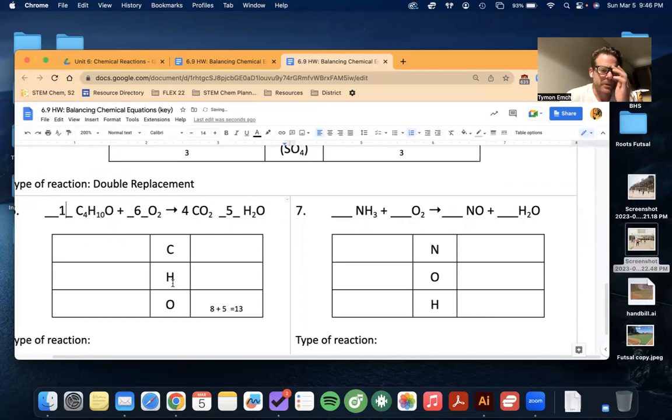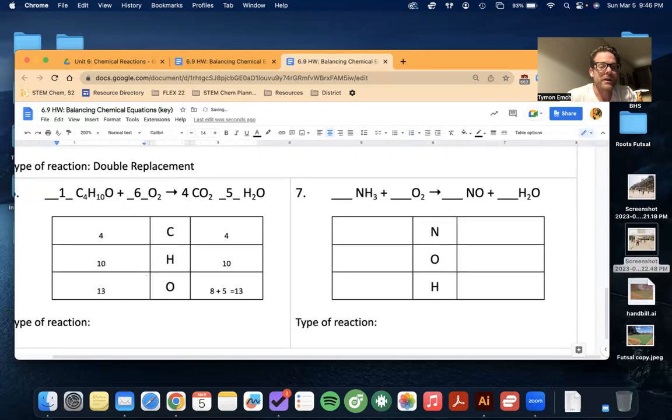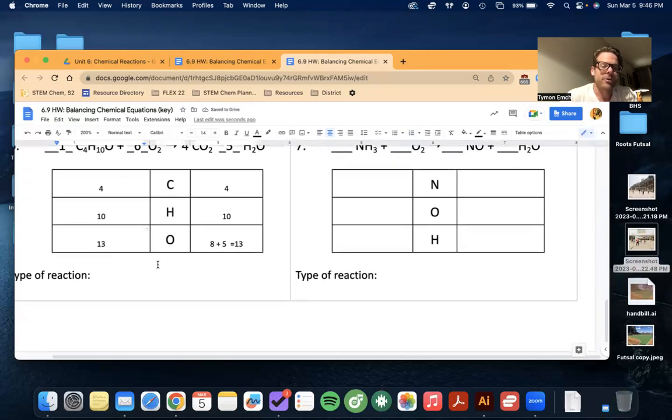Let's kind of double check to make sure I did all right. So I have 1 times 4 is 4 carbons. 4 times 1 is 4 carbons. Hydrogens, I have 10. Hydrogens, I have 10. Oxygens, I have 1 plus 12, I have 13. Perfect. Hydrocarbon with an oxygen and water, you know what's going on. It is a combustion reaction.